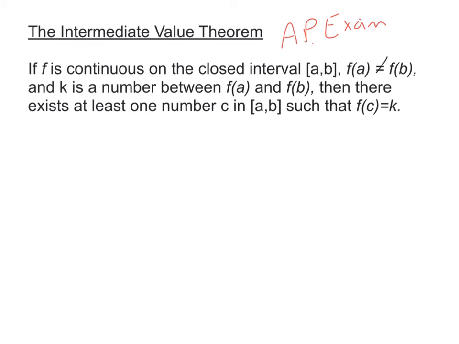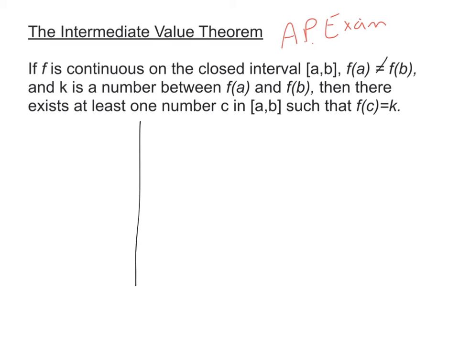If f is continuous on the closed interval from a to b, so this is a function that's continuous, and f of a does not equal f of b, and k is a number between f of a and f of b, then there exists at least one number c in the interval a to b, such that f of c equals k. Now, what in the world does this mean? Well, let's break it down.